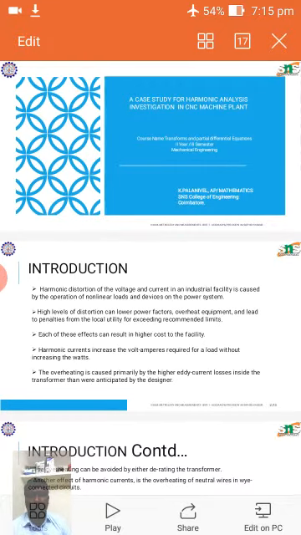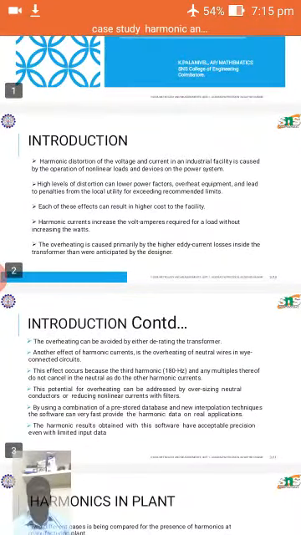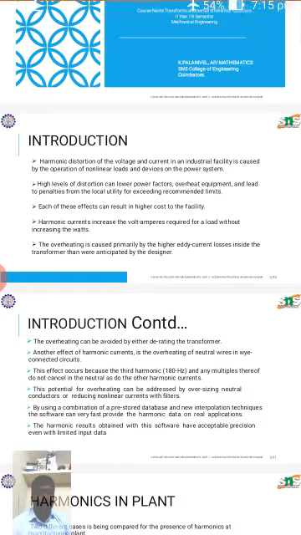Starting with the introduction. The harmonic distortion of the voltage and current in an industrial facility is caused by the operation of non-linear loads and devices on the power system. A non-linear load is one that does not draw sinusoidal current when a sinusoidal voltage is applied. High harmonic currents can have several negative effects on a facility.